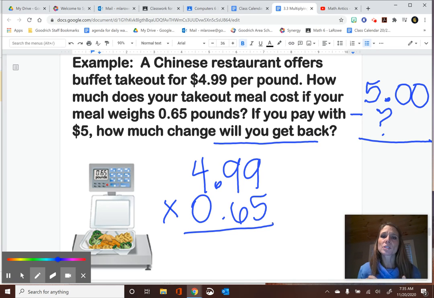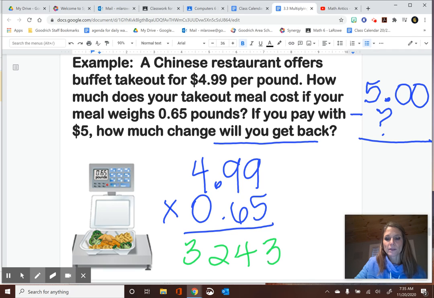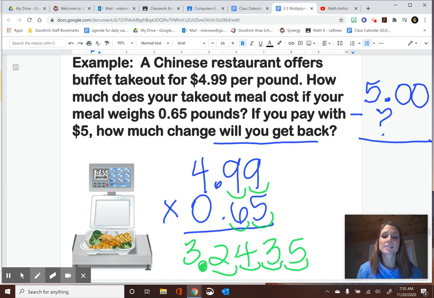When I do all my good multiplication and my placeholder zeros, I come up with the numbers 3, 2, 4, 3, 5. But there's no way I'm paying $32,000 for some rice and chicken. So that's why I need a decimal in my answer. I'm going to count tenths, hundredths for this number, tenths, hundredths for this number. That's four places. So my money is really one, two, three, four places over before my decimal gets to stay.